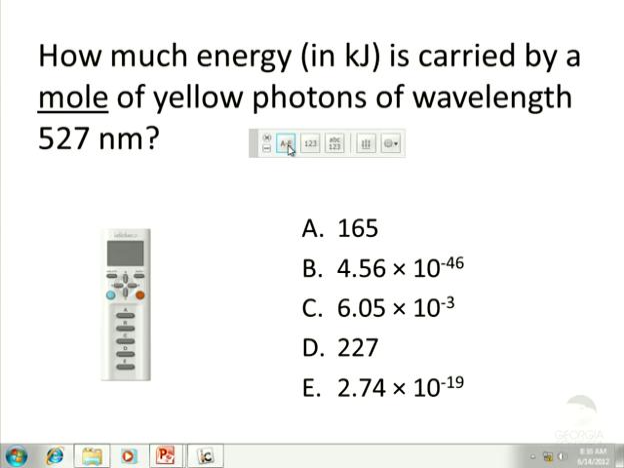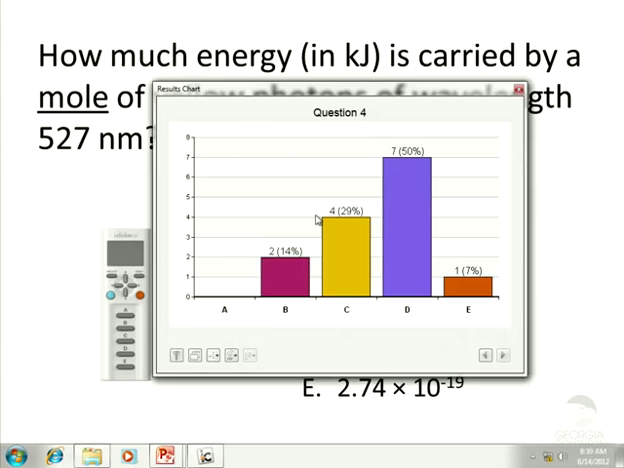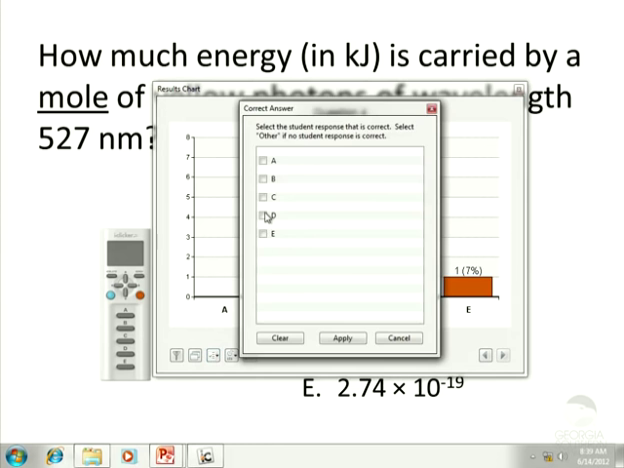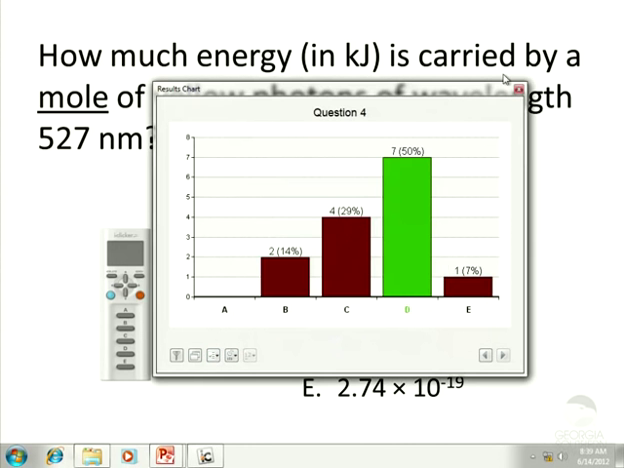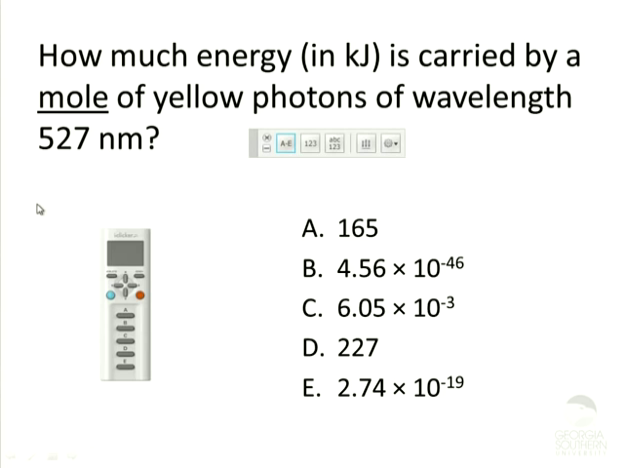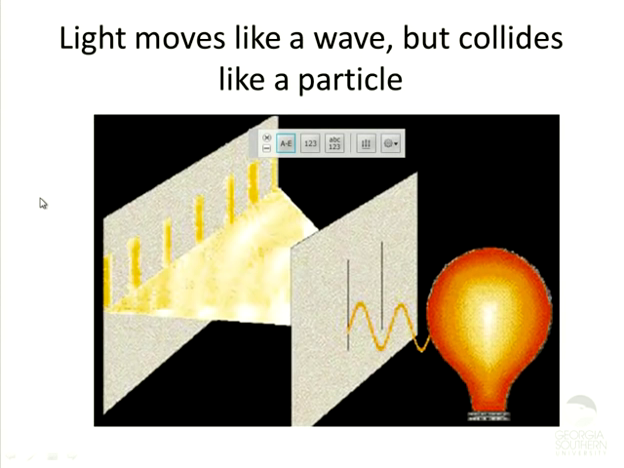But this is in joules. We want the answer to be in kilojoules. So what other conversion do we need to do? 1 kilojoule on top for 1,000 joules. The answer is D, if I serve correctly. It is D. Okay, all right. I like those kinds of questions.